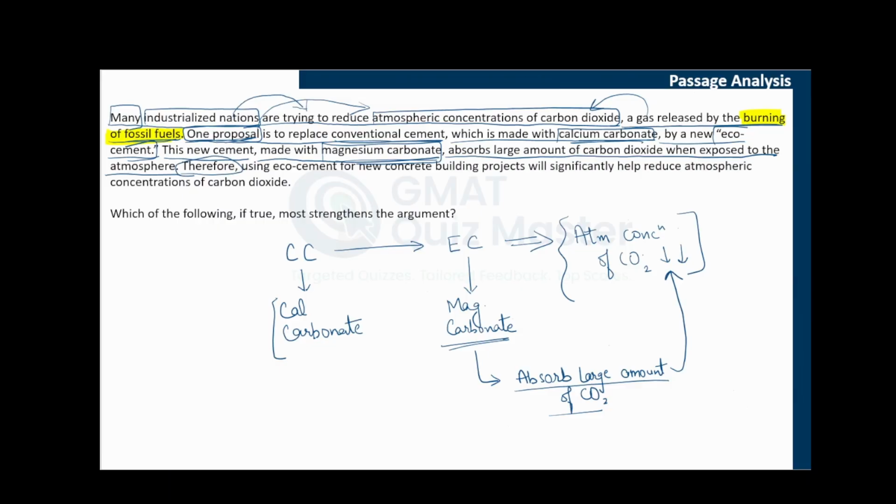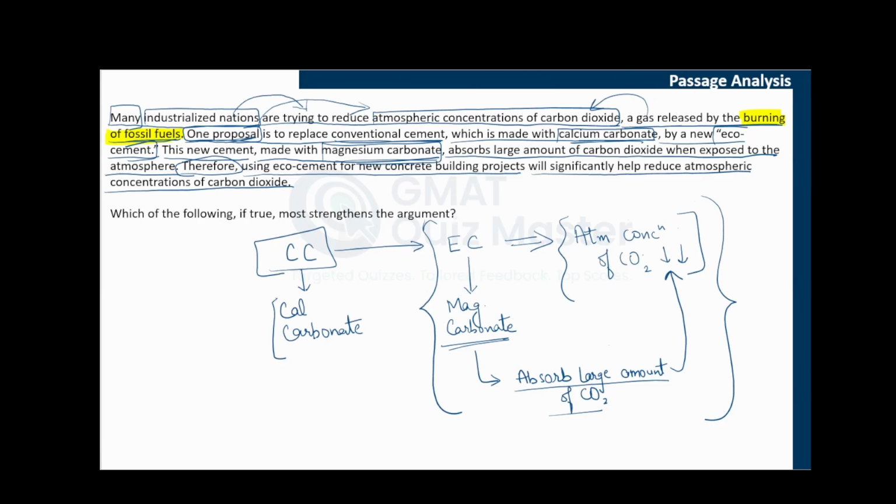Therefore, so we have our conclusion marker here. Using eco cement for new concrete building projects will significantly help reduce atmospheric concentrations of carbon dioxide. So, this is our conclusion, which in a way we were also arriving at using this logic, using the proposal that has been given, that okay, replace this conventional cement with this new eco cement. This eco cement absorbs a large amount of carbon dioxide, and that is how it will help reduce the atmospheric concentration of CO2. Another word to be noted here is significantly help. So it is not just a minor influence or a minor help, it is significant help.